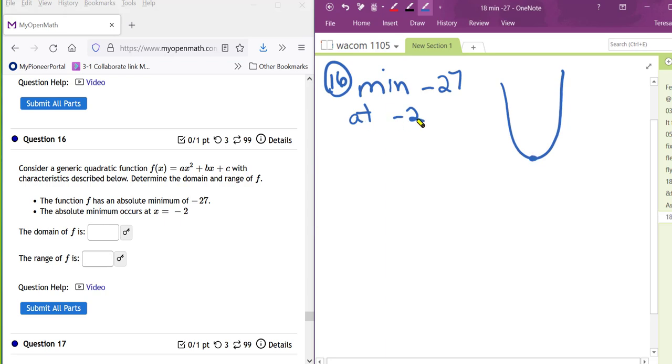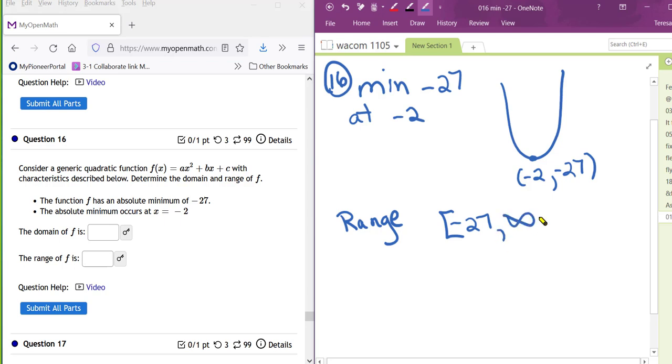And where it occurs is your x. The value of it is this one, the y. And then you could do your domain and range. Well, your domain is everything, but your range, this one, your lowest point is -27, and it goes forever up. So there you go.